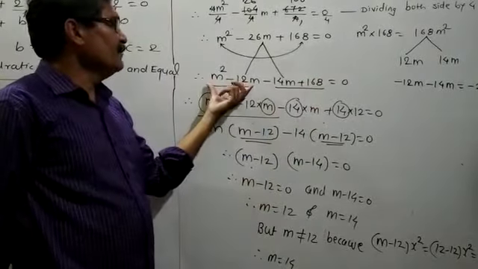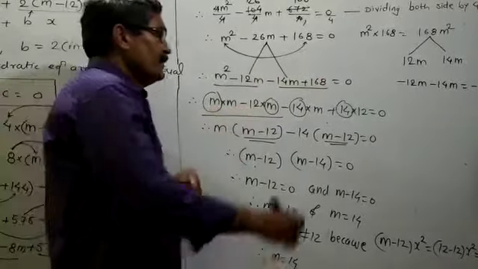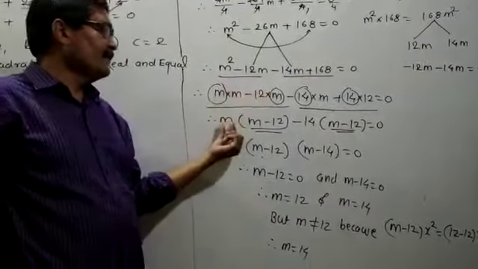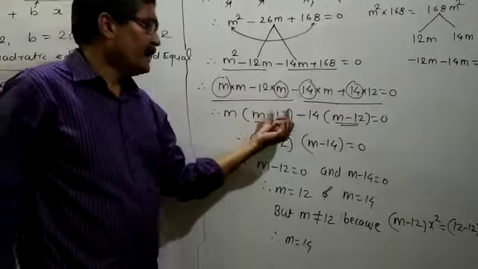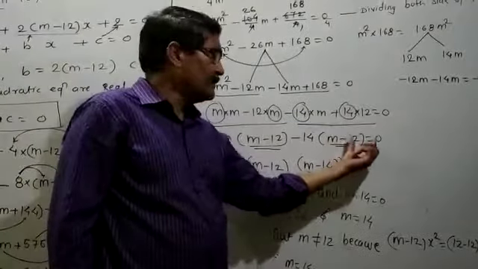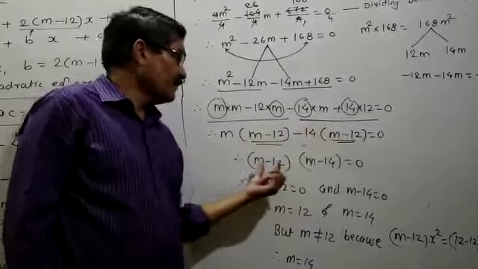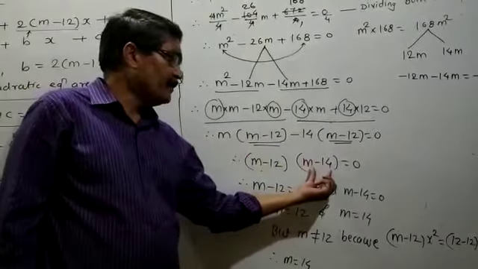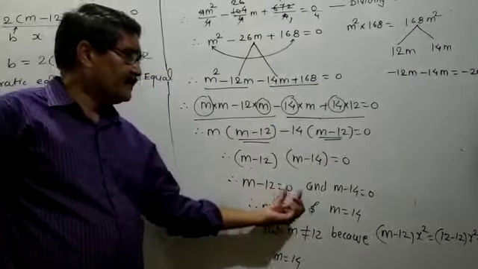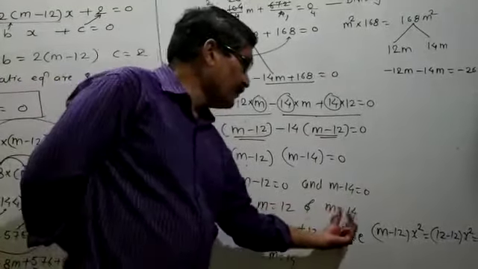First two terms you have to underline, last two terms you have to underline. Write them in the product form. From the first two terms take out m common, and (m minus 12) remains in the bracket. From the last two terms take out minus 14 common, and (m minus 12) remains in the bracket, is equal to 0. Then take out (m minus 12) common, and (m minus 14) is written here. Then equate these factors with 0. m minus 12 is equal to 0, m minus 14 is equal to 0. m is equal to 12 and m is equal to 14.